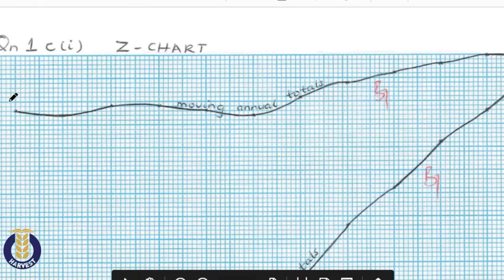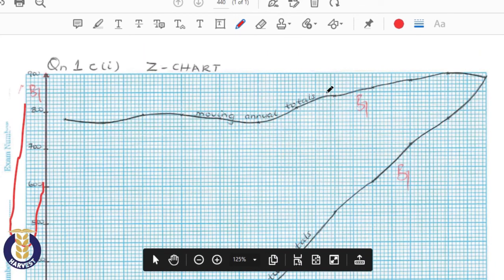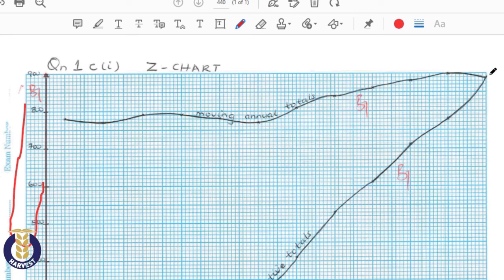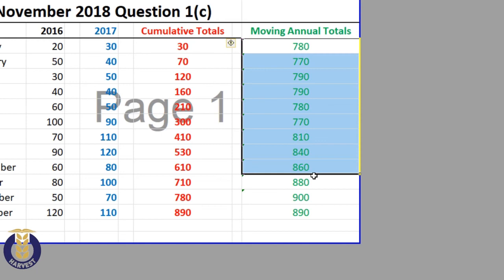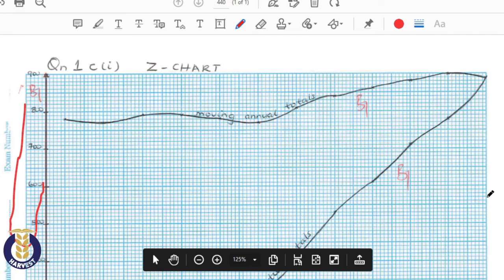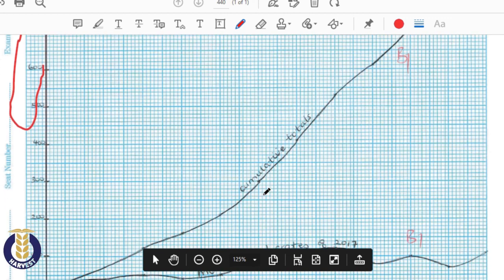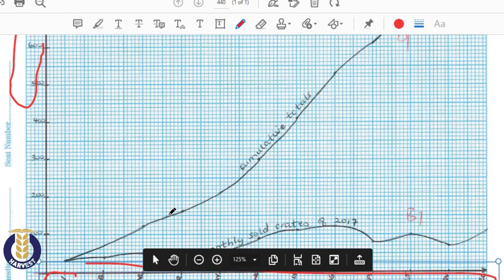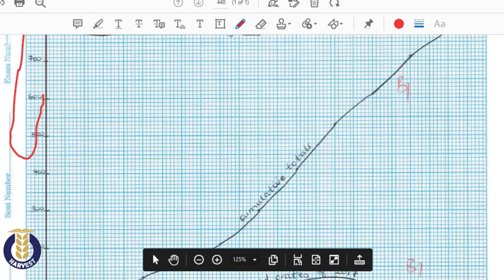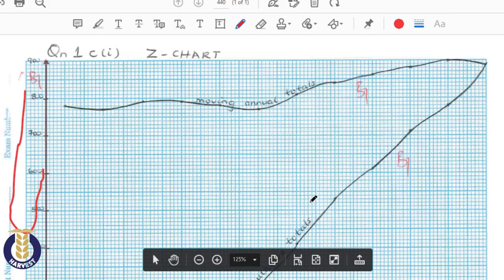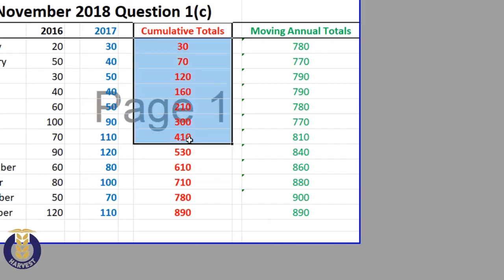So this represents the moving annual totals, these figures here, the green figures here. Then this represents the cumulative totals. So when you plot the cumulative totals, aim at getting that line. These are the figures here, the ones in red.